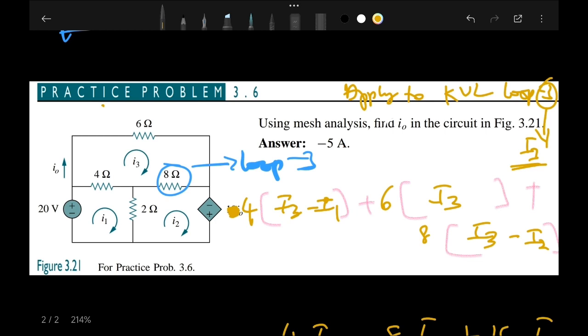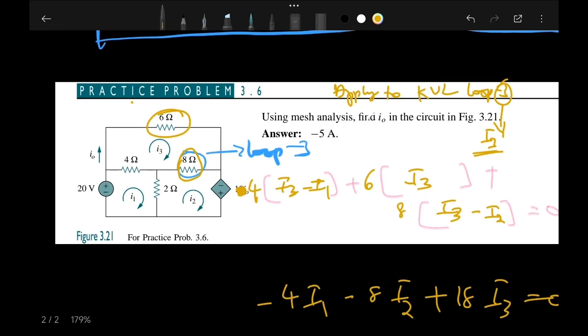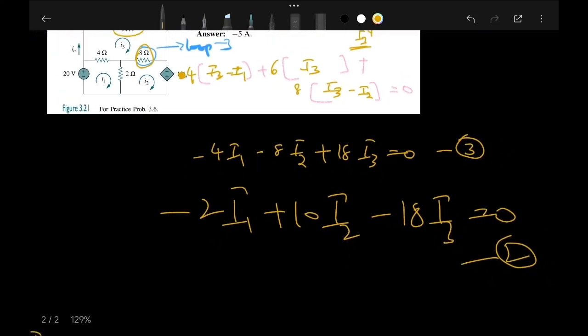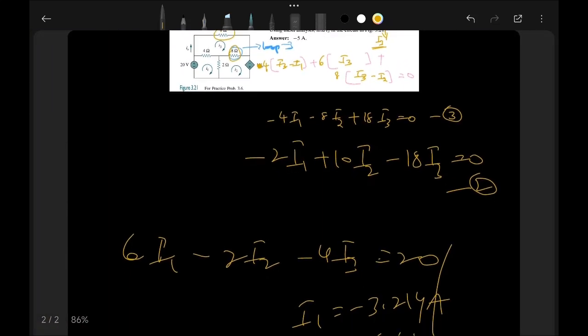The second is 6 into I3, because the 6 ohms is present only in loop 3. The last is the 8 ohms, which is shared by both loop 2 and loop 3. So 8 into I3 minus I2 is equal to 0. So I have written the I1, I2 and I3 terms, and all my 3 equations are shown here.